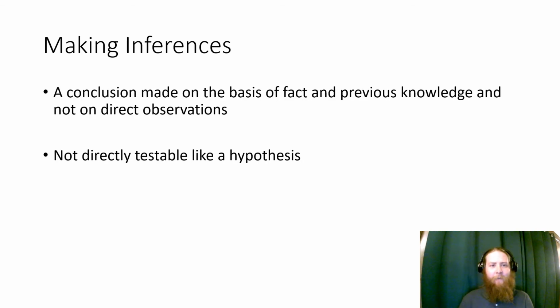All right, making inferences. A conclusion made on the basis of fact and previous knowledge, but not direct observations, is an inference. So an inference is more like what we usually say when we say, I've got a hypothesis. It's more likely to be an inference. Inferences are not directly testable. So an inference might be, say, oh, okay, well, if I go through a black hole in my spaceship, let's see if I can draw a spaceship here.